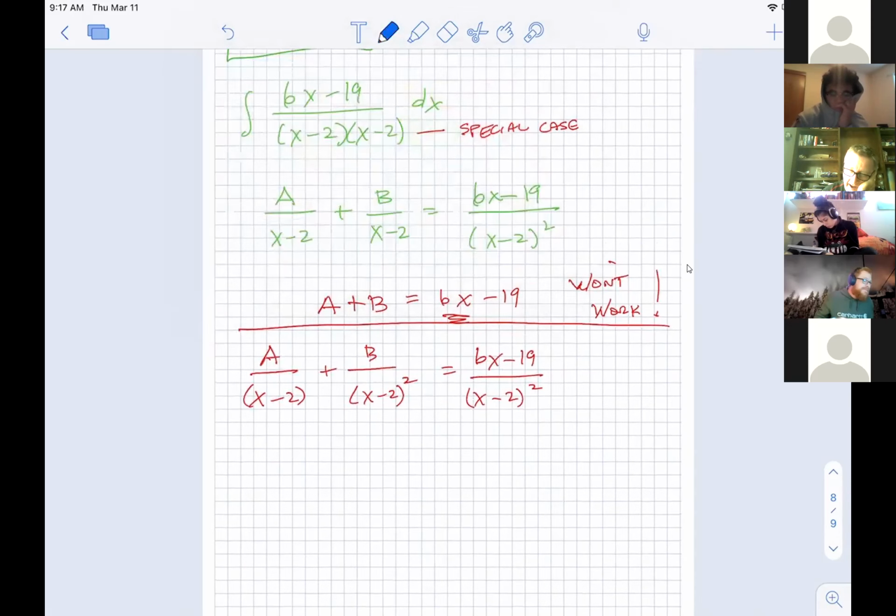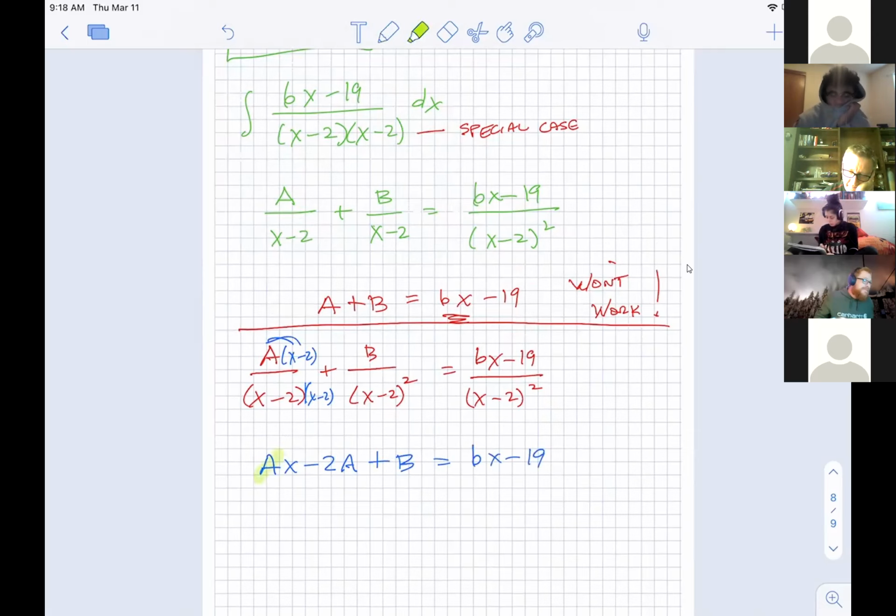Well, notice this one, the a, doesn't have all of the x minus 2's the other one does. And so if I multiply this one top and bottom by x minus 2, does it make sense they now have a common denominator? And so then I'd have a times x and a times 2 when I distribute a in there, plus b, and that would have to be equal to 6x minus 19. Well, that's a cool trick. Now I have an x term.